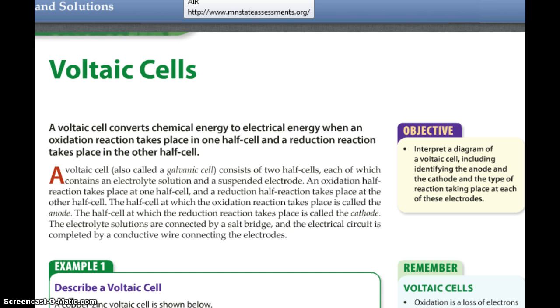The half cell at which the oxidation reaction takes place is called the anode. The half cell at which the reduction reaction takes place is called the cathode. The electrolyte solutions are connected by a salt bridge, and the electrical circuit is completed by a conductive wire connecting the electrodes. Objective: interpret a diagram of a voltaic cell, including identifying the anode and the cathode and the type of reaction taking place at each of these electrodes.